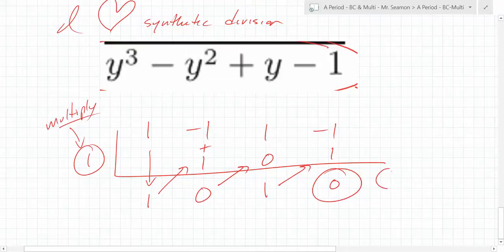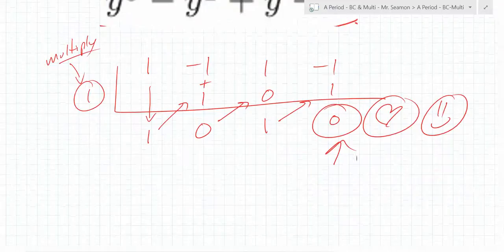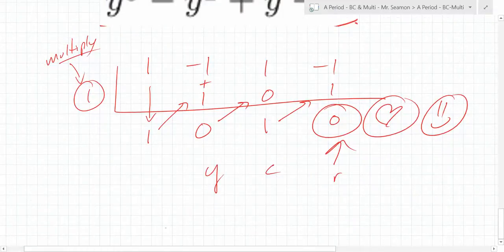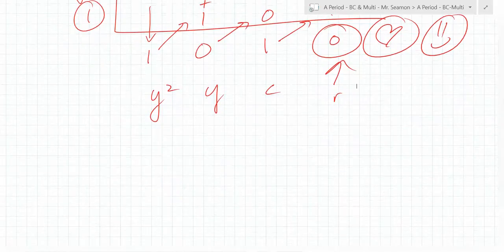You love seeing zeros right there. It makes you happy because that's the remainder. Not the remainder. That's what it evaluates to. When you plug in 1 into that polynomial, it evaluates to this. The cool thing about synthetic division is that this right here is the remainder. This is the constant. This is the first degree y term, and this is the second degree y term. If 1 is a 0, what factor has to be there? Then it creates a binomial term that is a factor of the original, and those are the coefficients.